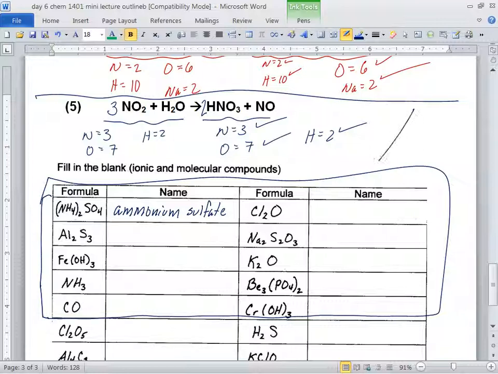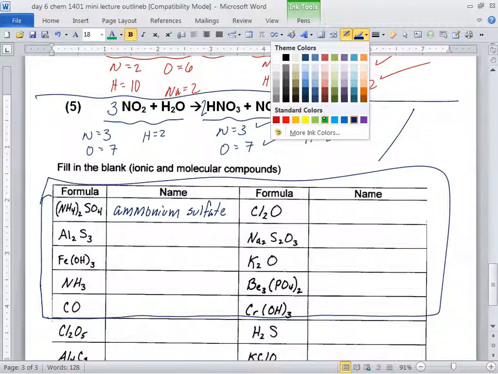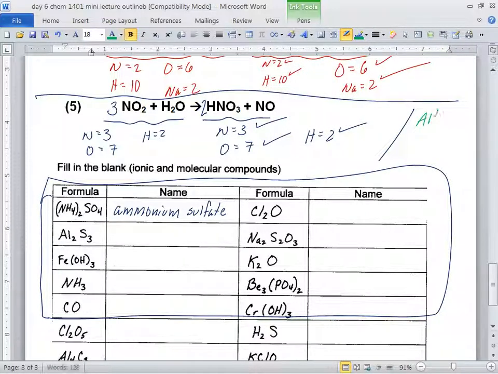Aluminum is always +3. And zinc is always +2. And group 1 and group 2. Those are the only metals that you don't use Roman numerals for in naming.